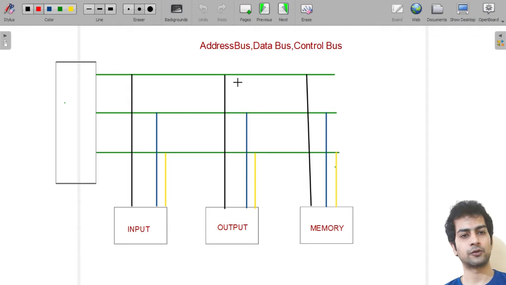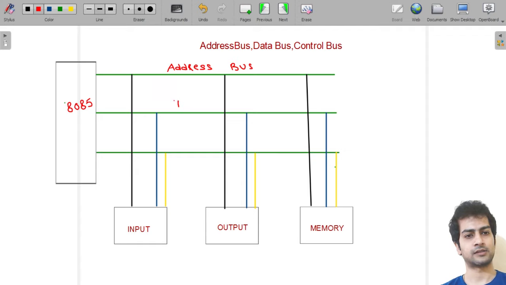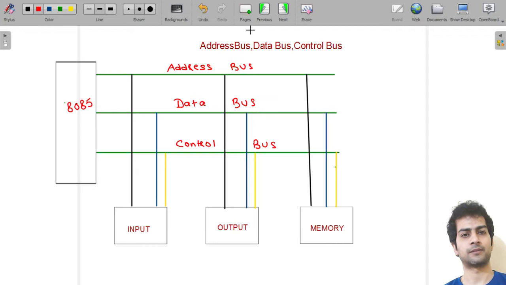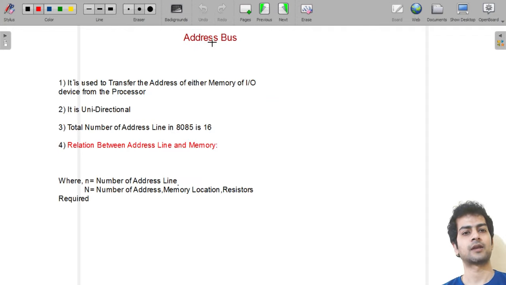We will come into it. Let me first complete it. I will brief this diagram to you in detail. Don't worry. Suppose this is my address bus. This is my data bus. This is my control bus. I will come back to this diagram, but first we will discuss the address bus.